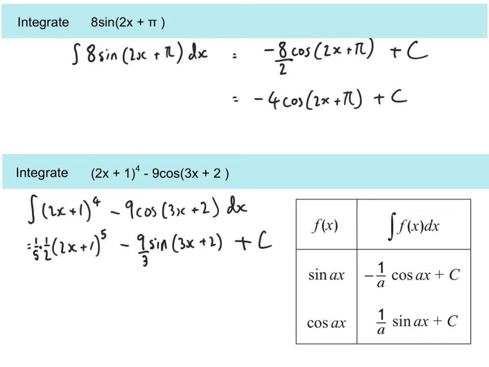Fraction work, I'll need to tidy that up. So I've got 1/5 times 1/2, that's 1/10. The 2x plus 1 to the power of 5. 9 over 3 just simplifies to 3. Sine of 3x plus 2, plus the constant of integration. So the plus 2 in the trig part of this has not impacted how we've integrated. The bit that's impacted how we've integrated is the 3, the coefficient of x.